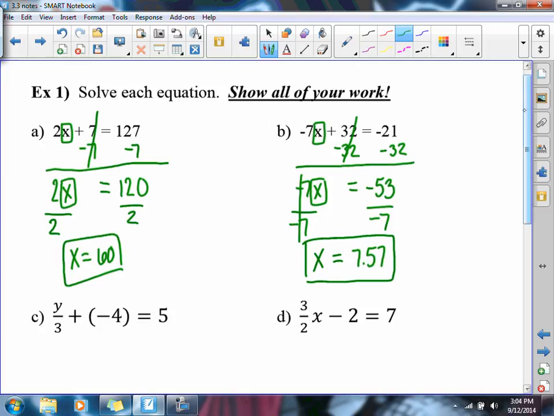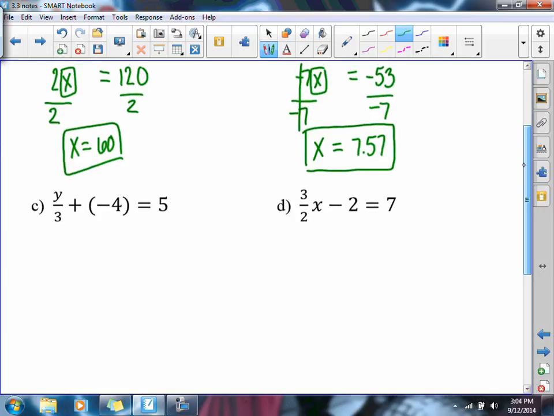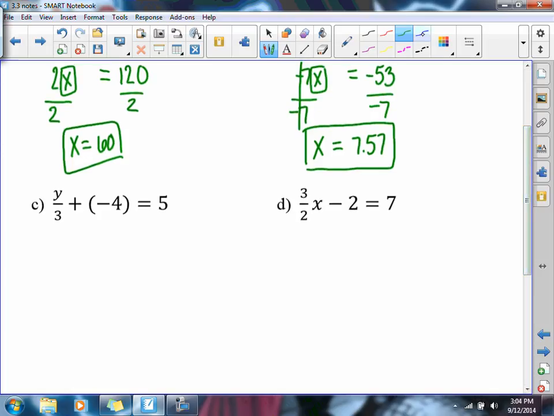So in tonight's homework, you might have some answers to your problems that are whole numbers, and you might have some that are fractions or decimals. That's okay. Your answer's not wrong if you get a fraction or a decimal.